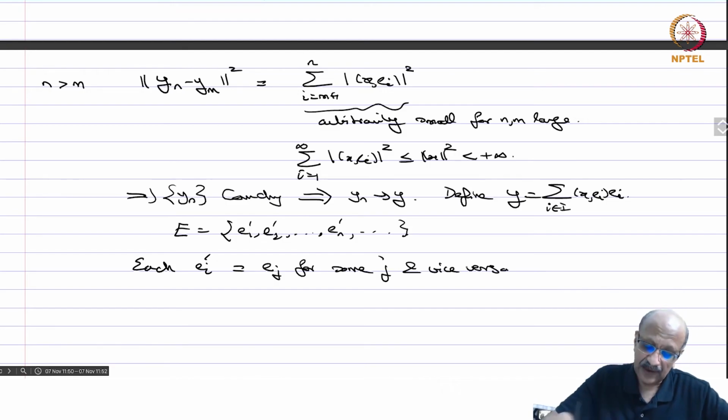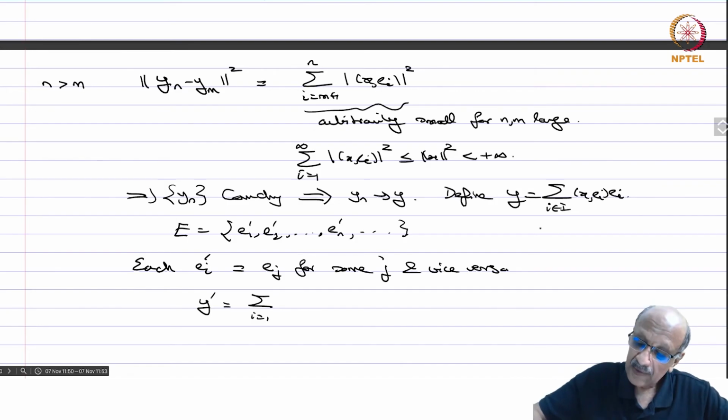So it's the same set which we have renumbered, and therefore we call them E1 dash, E2 dash, En dash, because it's written in a different order. It's the same set as the original set. So now again, you can define Y dash as sigma n equals 1 to infinity x en en. Okay, so this is the definition of y.